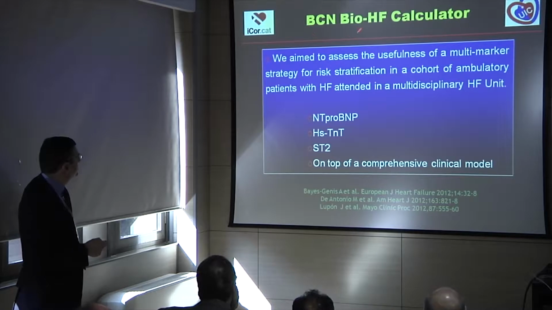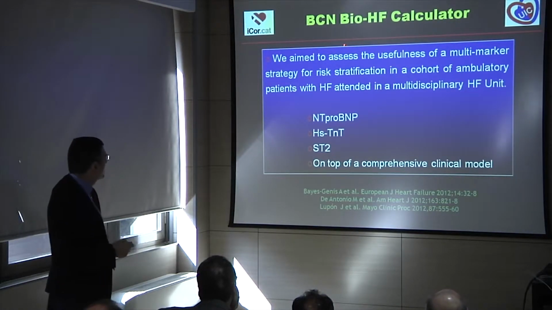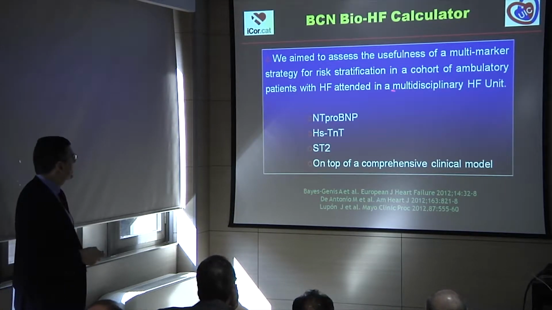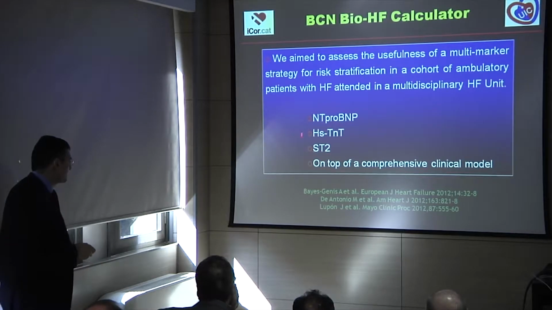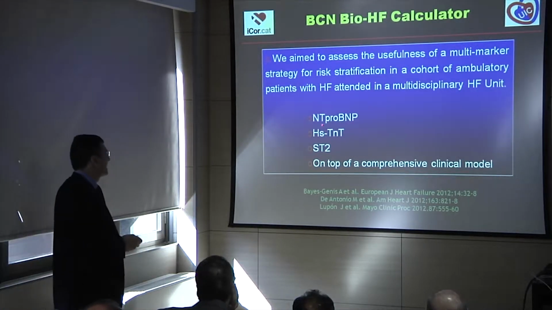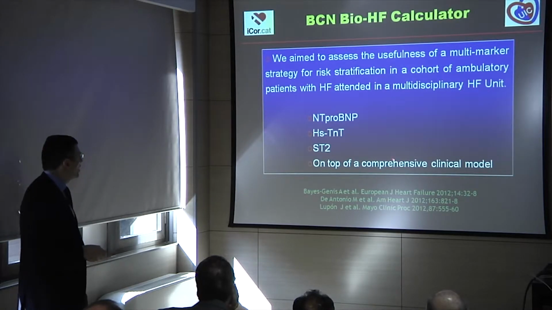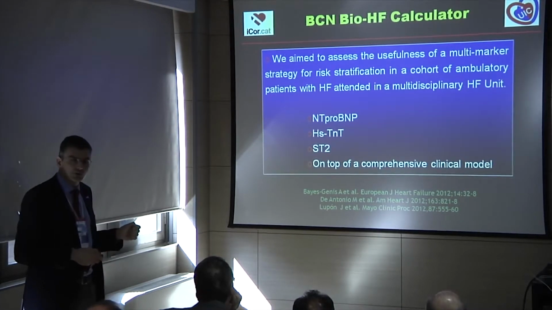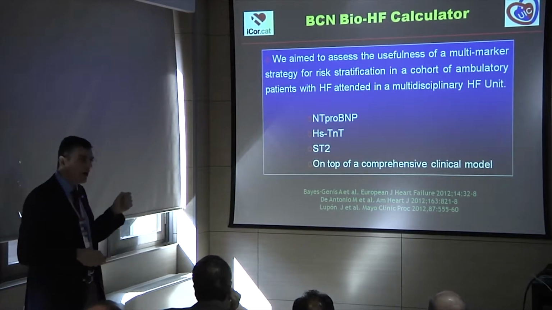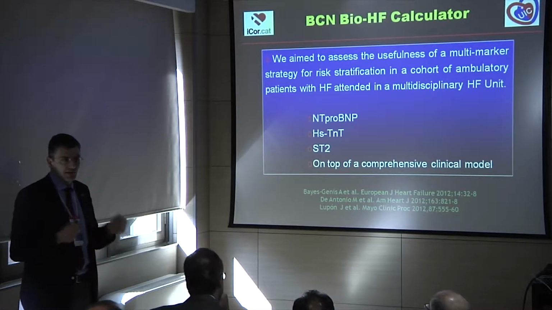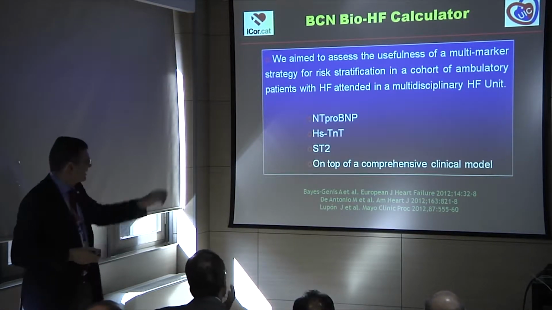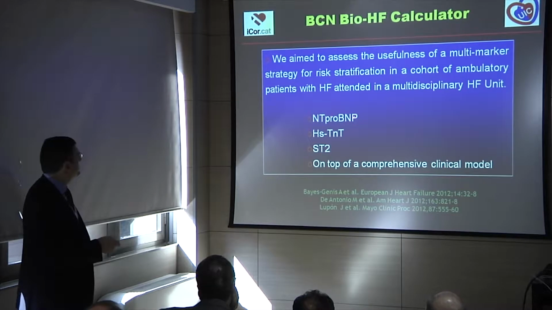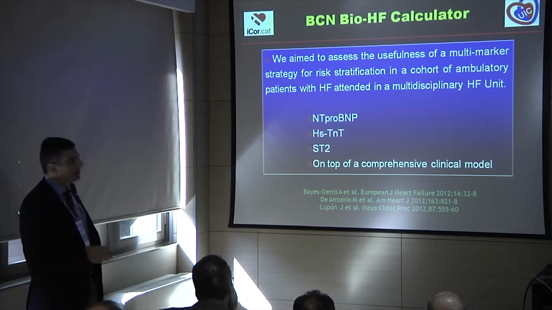We have developed a BCN, a Barcelona Bio-Heart Failure Calculator, with the aim of using a multi-marker strategy in a cohort of ambulatory patients attended in a heart failure unit. We implemented 3 biomarkers, NT-proBNP, high sensitivity troponin, and ST2, on top of a very comprehensive clinical model, which I'm going to show you exactly which are the variables that we use. The variables that we put in this clinical model are all the variables that clinicians face with their patients in their day-to-day practice. I want these biomarkers to be better than this comprehensive clinical model.